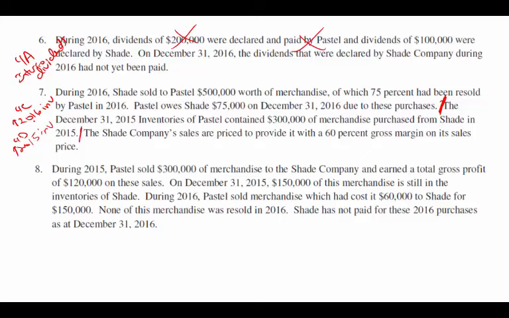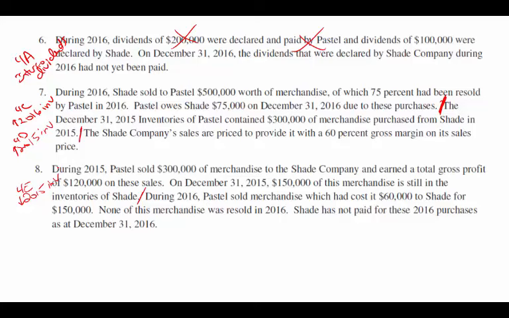Number 8. During 2015, Pastel sold $300,000 of merchandise to the Shade Company and earned a total gross profit of $120,000 on these sales. On December 31st, 2015, $150,000 of this merchandise is still in the inventories of Shade. So we'll stop there. We'll call this transaction 4E. This is now a downstream from parent to sub, 2015. The transaction originated in 2015 and is still an intercompany inventory sale.